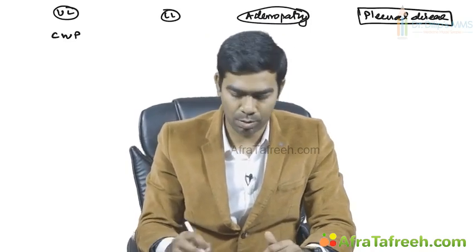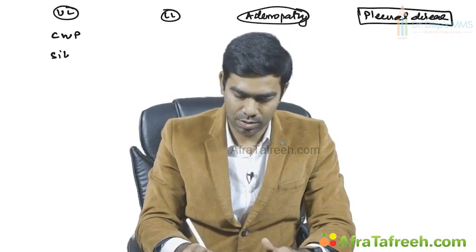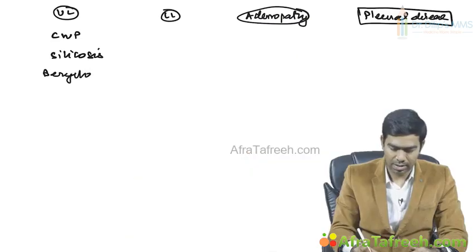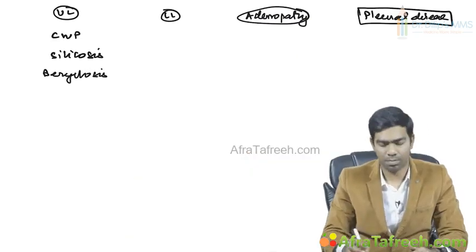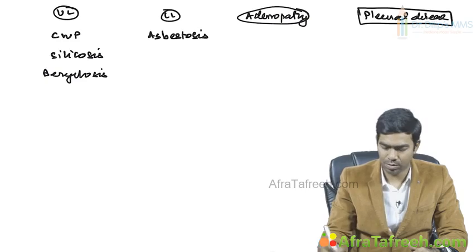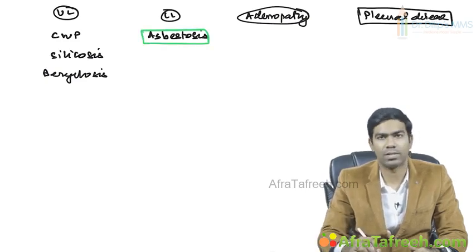So ILDs with upper lobe predominance. You have to tell almost every single occupation-related pneumoconiosis is going to have upper lobe predominance, except one pneumoconiosis, that is asbestosis. You have to be very clear. So coal workers pneumoconiosis, definitely upper lobe predominance. Then you have silicosis, definitely upper lobe predominance. Then you have berylliosis, again definitely upper lobe predominance. But one pneumoconiosis that is going to have lower lobe predominance is asbestosis. This is a multiple times asked question.